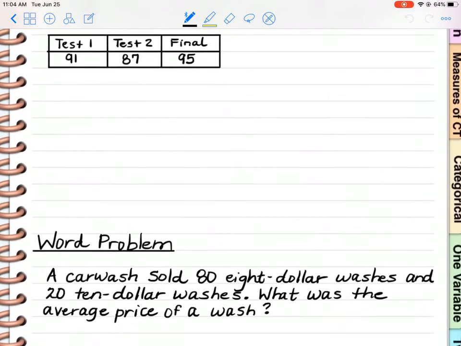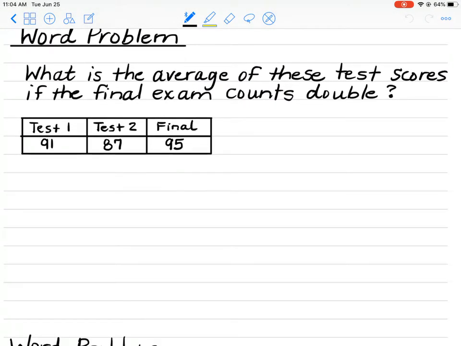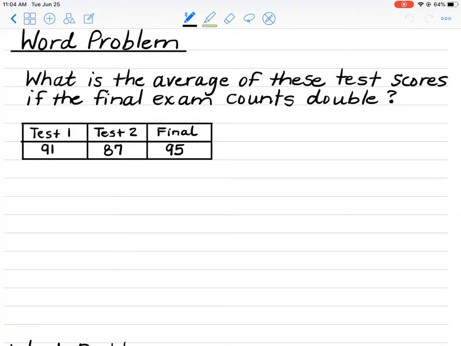All right, the first one is another test score problem, because these are very common with weighted averages. I think if I had to pick a weighted average problem, it's probably going to be about test scores, so I'm trying to give you some practice with those. This question says, what is the average of these test scores if the final exam counts double? The only condition in this one is that the final test is going to count twice. It's going to double.